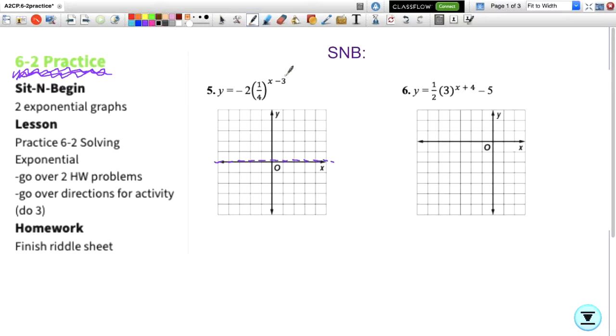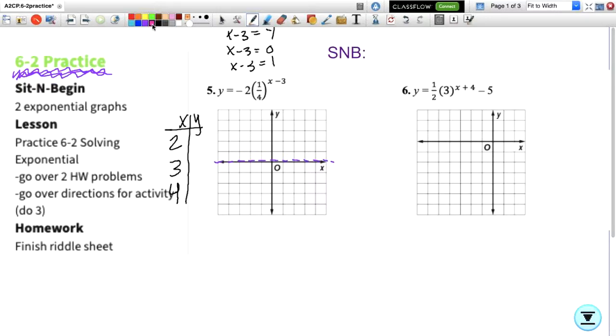asymptote. Sorry about that. So like always, I'm going to make an XY chart. I don't just choose x's willy-nilly. I'm going to take this exponent. I'm going to set it equal to -1. I'm going to take that same exponent. I'm going to set it equal to 0. And finally, I'm going to set it equal to +1. So I'm going to add 3, that gives me 2. I'm going to add 3, which gives me 3. And I'm going to add 3, which gives me 4.